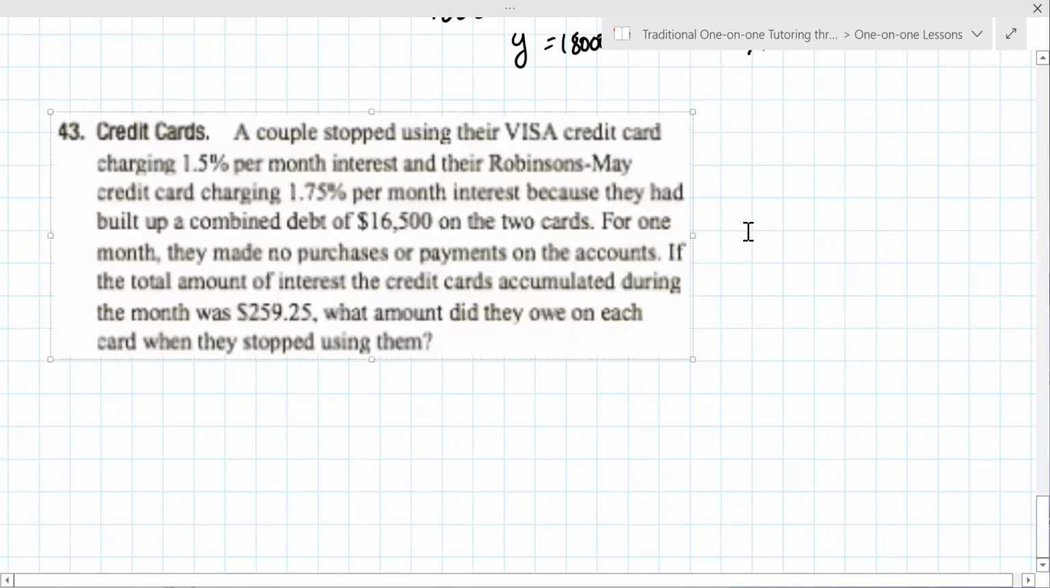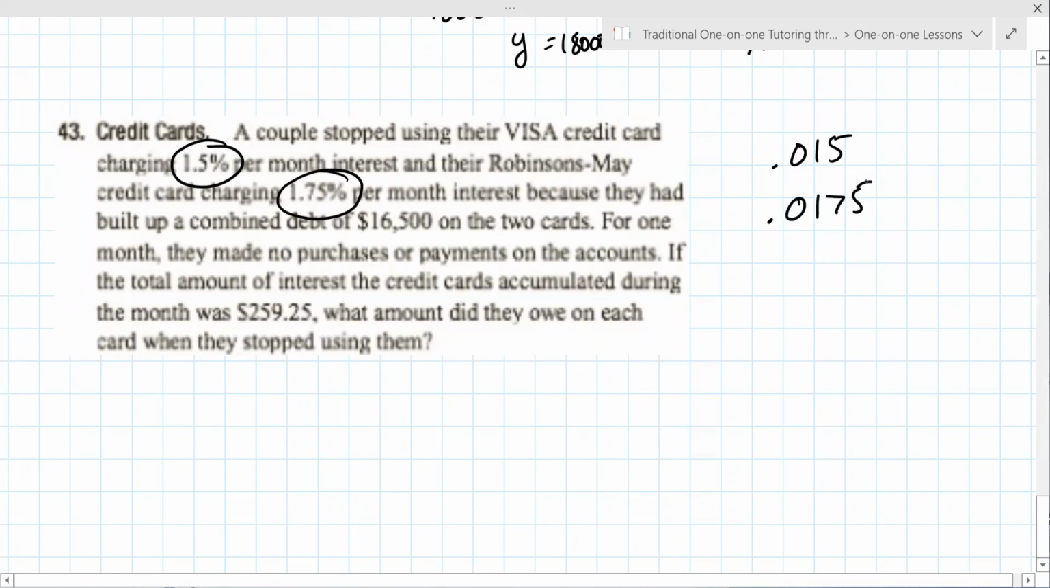A couple stopped using their Visa credit card, charging 1.5% per month in interest. So give me that as a decimal. What is 1.5% as a decimal? 0.015. Good. And their Robinson's May credit card charging 1.75% per month. Robinson's May used to be a department store. I don't think there's actually any more in existence. Can you convert 1.75% to a decimal? 0.0175. Good.